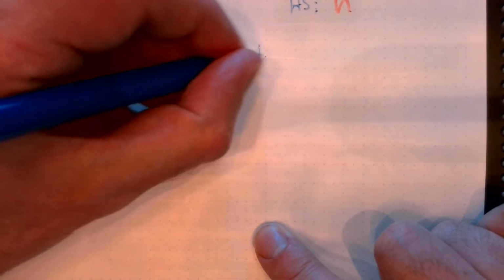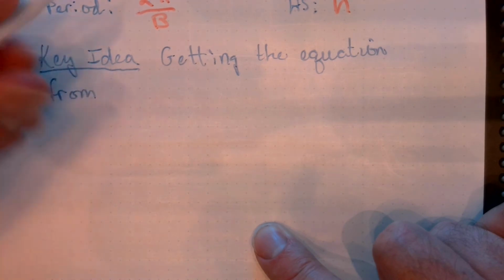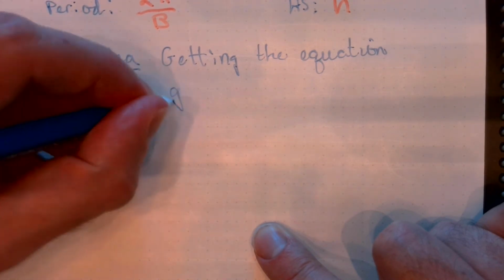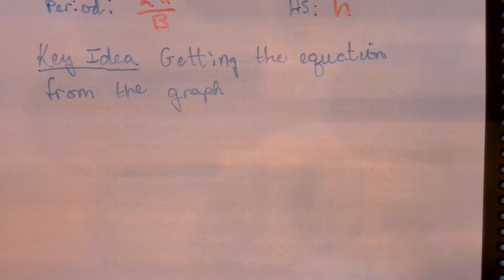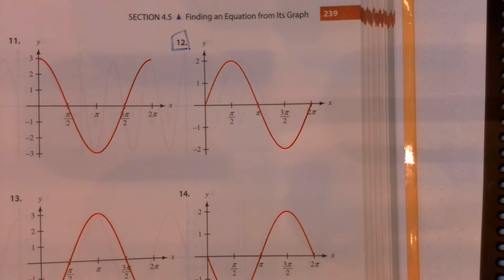Getting the equation from the graph. Getting the equation from the graph. Okay, let's look at a quick example. So here's a graph. Let's try to work out what the equation would be.